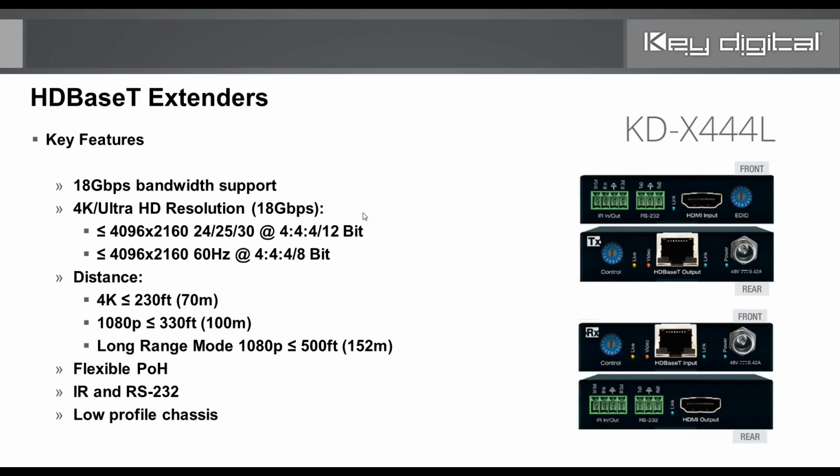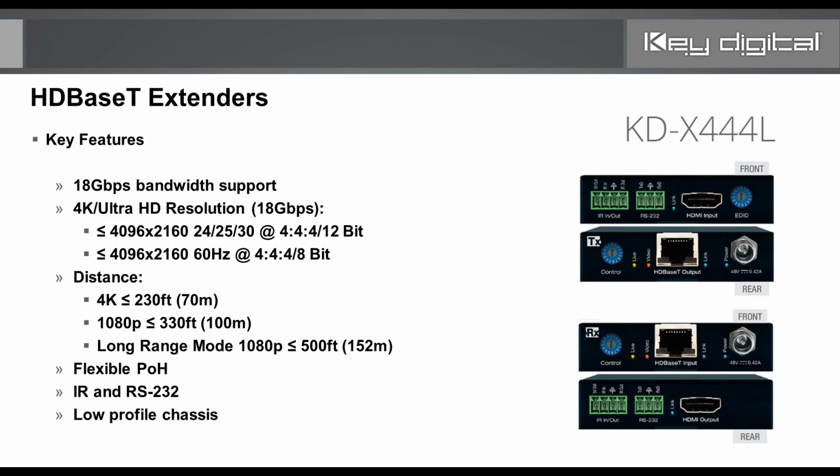So KeyDigital now has released our KDX444L. This is an extender set with full 18 gigabits per second bandwidth support. Whereas again, all previous HDBaseT was a maximum of 10.2 gigabits per second. KDX444L is a full 18 gigabit per second signal extension. Supports 30 frames, 444 color sampling, 12-bit. You stack those things up, they'll give you 18G or 60 frames, 444 8-bit color depth, okay, with HDR.